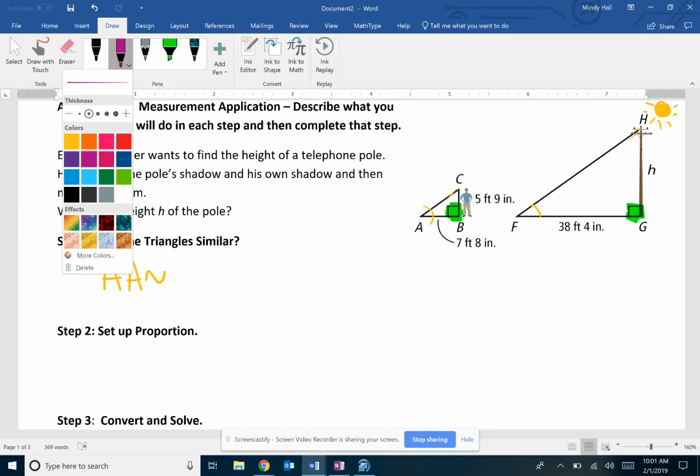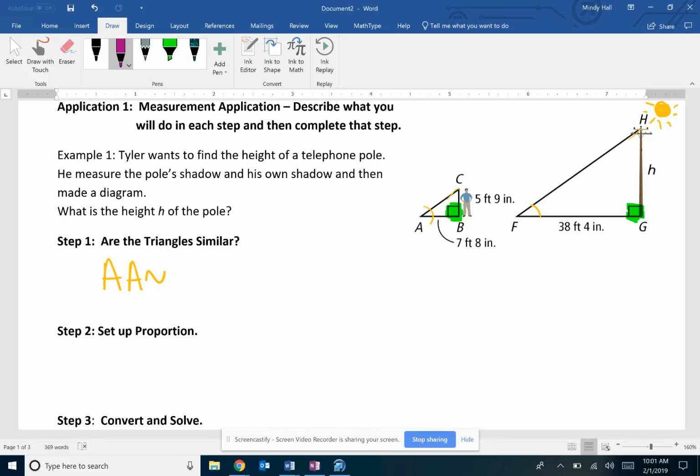That way it's all in the same unit, and then you convert back to feet at the end. With 5 feet, you just multiply your feet by 12. So 5 feet is actually 60 inches, plus the 9 means that Tyler is 69 inches tall. This 7 feet is 84 inches, so when you add in that extra 8 inches, it is a 92-inch shadow. And for our telephone pole, 38 feet 4 inches is 460 inches. Now that we have them all converted, we can set up the proportion.